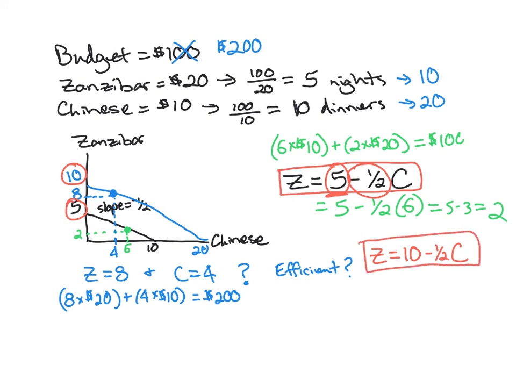All right, so now we can plug in 4 for Chinese. And what the equation tells us is that she can still go to Zanzibar up to 8 times when she goes to the Chinese restaurant 4 times, right? So we are being efficient, or rather May is being efficient, meaning in this case that she's exactly spending her $200 budget.